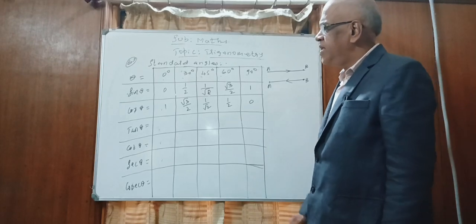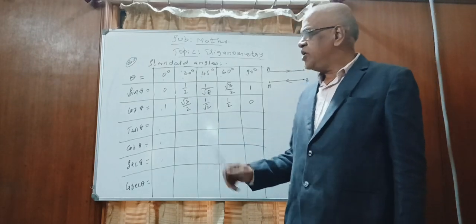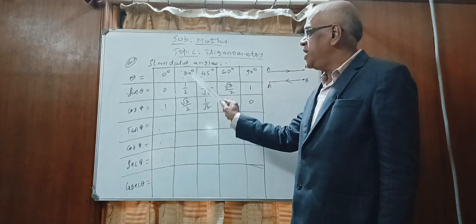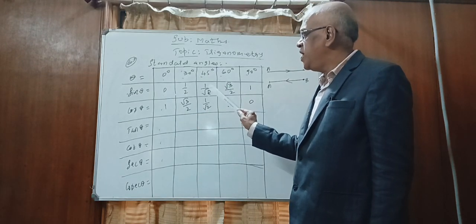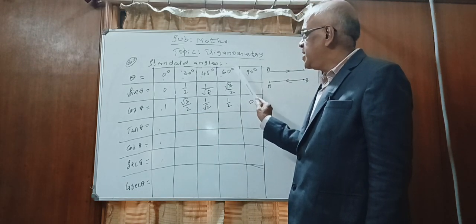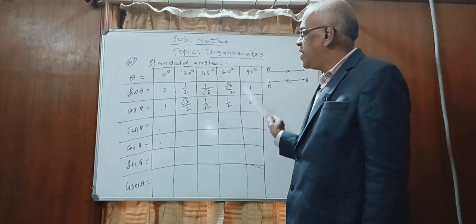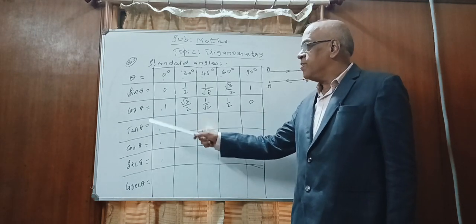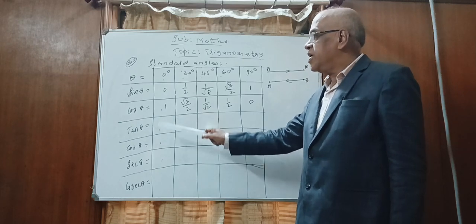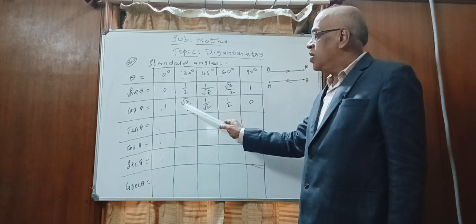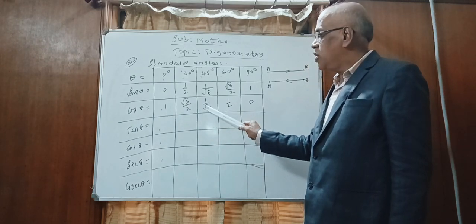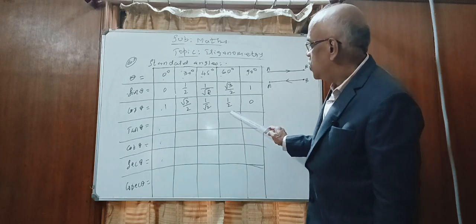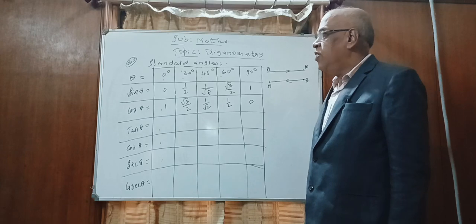Once again, dear children, I will help you to remember in a shortcut way. What is sin 0? 0. Sin 30? 1 by 2. Sin 45? 1 by root 2. Sin 60? Root 3 by 2. Sin 90? 1. Now you may get confused. Sir, how to remember cos? I said I will teach you the trick. Cos 0, 1. Cos 30, root 3 by 2. Cos 45, 1 by root 2. Cos 60, 1 by 2. Cos 90, 0. How to remember?